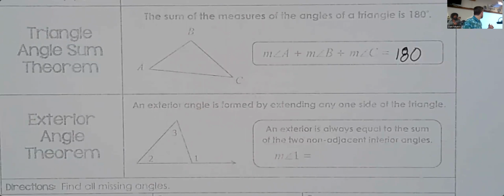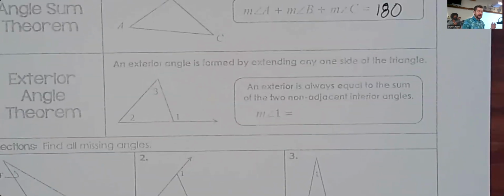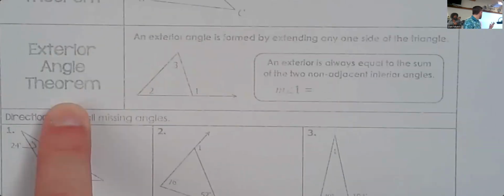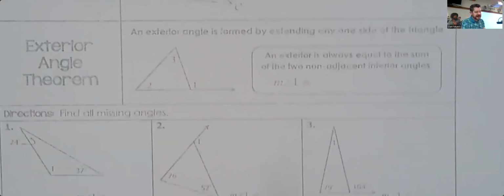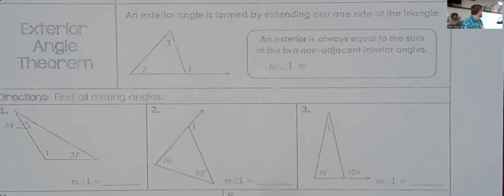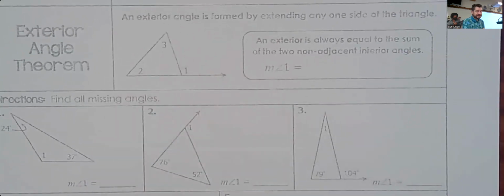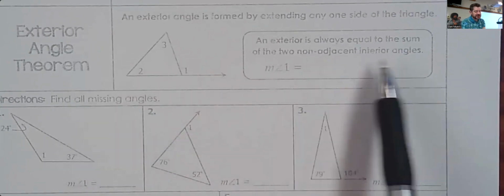The other one that was learned by some people was the exterior angle sum theorem, or the exterior angle theorem. And this one says that if you have an angle on the exterior of a triangle, it is equal to the sum of the remote interior angles. And this says non-adjacent interior angles.